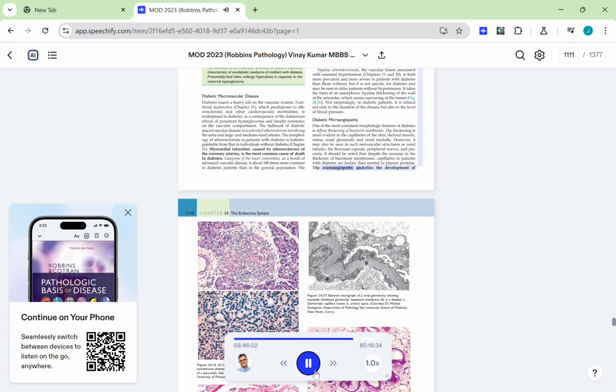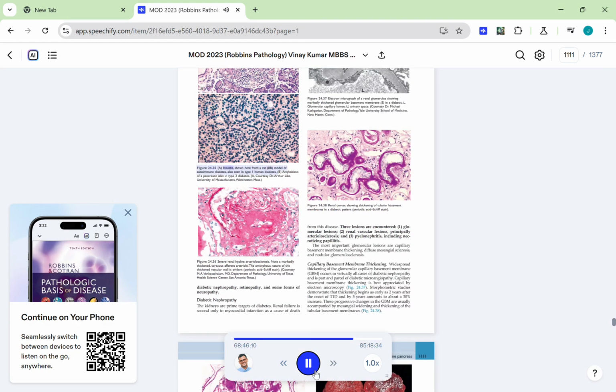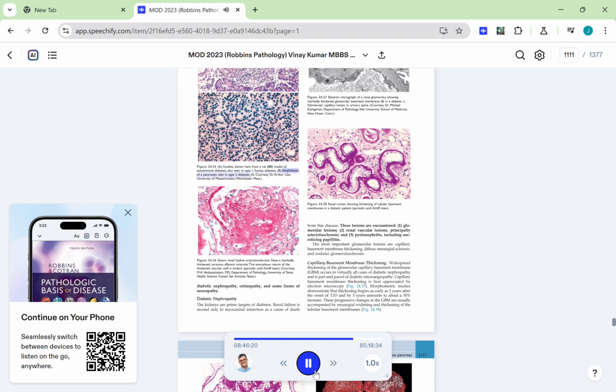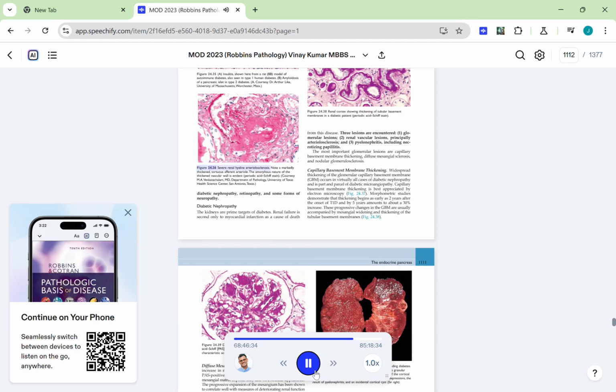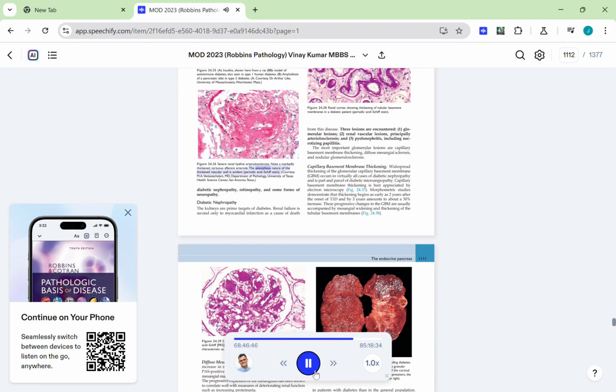The microangiopathy underlies the development of diabetic nephropathy, retinopathy, and some forms of neuropathy. Figure 24.35: insulitis, shown here from a rat model of autoimmune diabetes, also seen in type 1 human diabetes. Figure 24.36: amyloidosis of a pancreatic islet in type 2 diabetes. Severe renal hyaline arteriolosclerosis. Note a markedly thickened, tortuous afferent arteriole. The amorphous nature of the thickened vascular wall is evident.